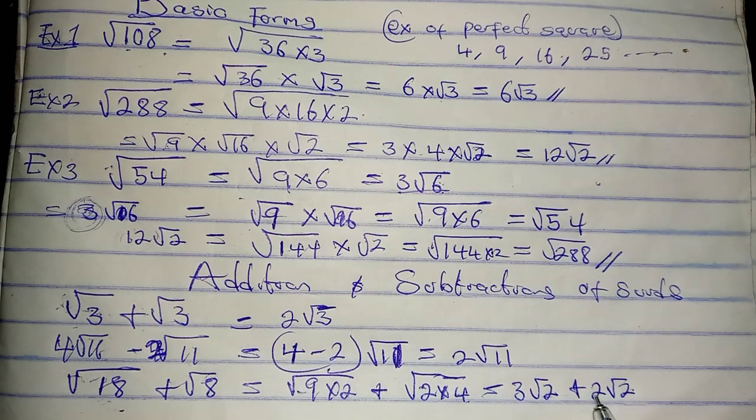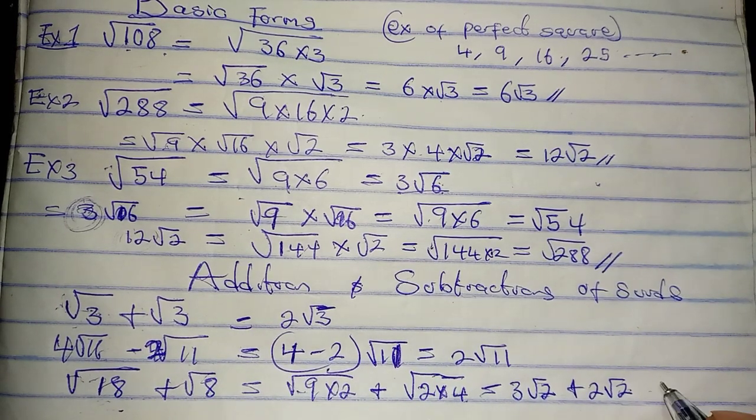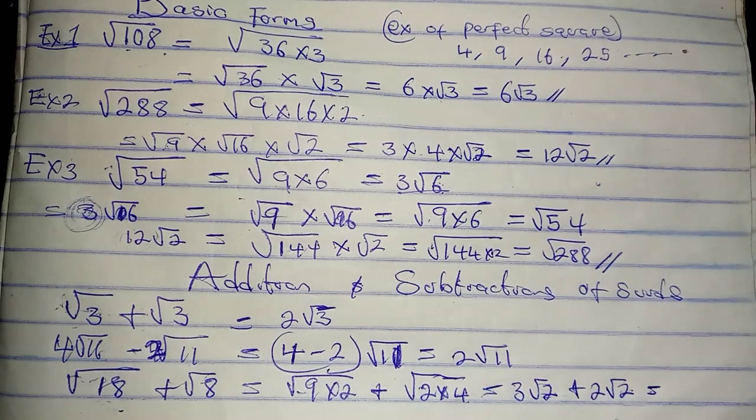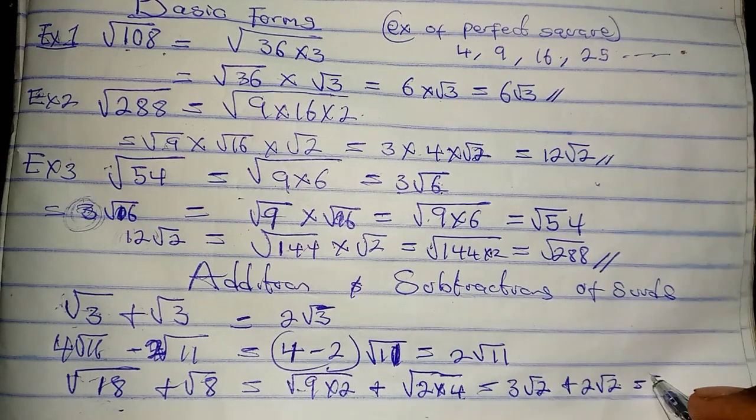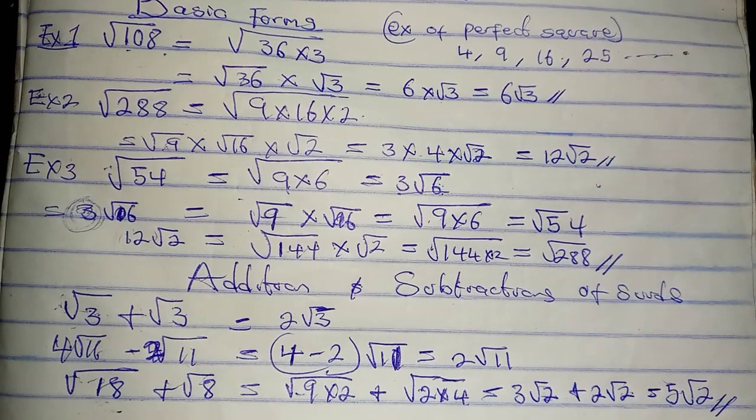Since it has the same number in its square root, therefore we can add it. They are like terms. 3 plus 2, we have 5 root 2. It is the same way for the minus sign. You solve everything the same way. So let's solve this question.